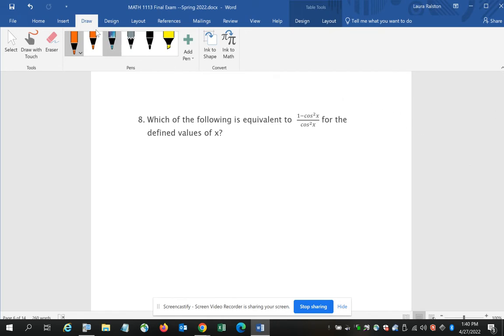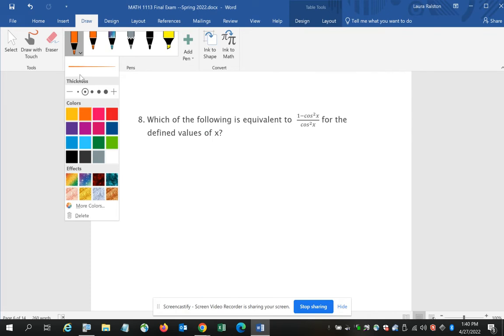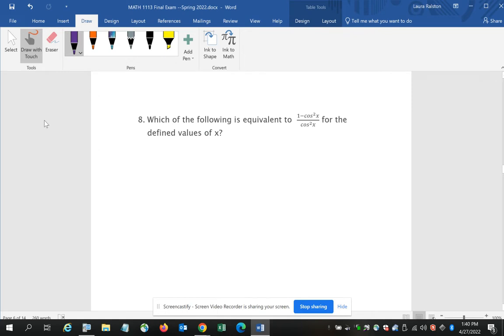This is one of those that comes from Unit 6, I believe, where you are trying to simplify this equation using your trigonometric identities. One of the things that strikes me right away is this top is a difference. But if I think about my Pythagorean identities, I know that sine squared x is 1 minus cosine squared x.